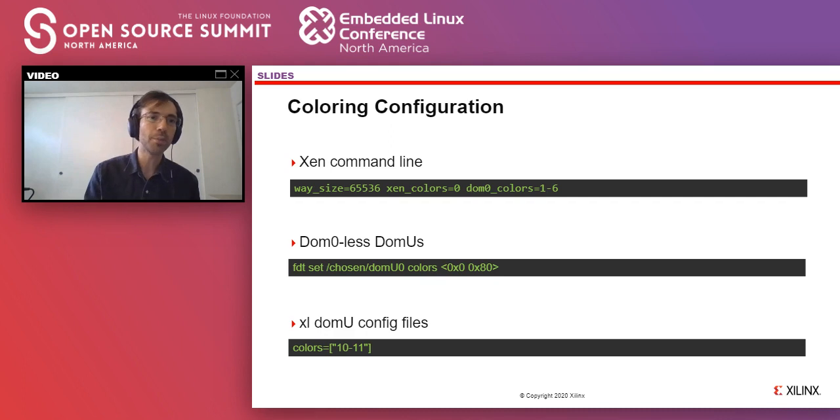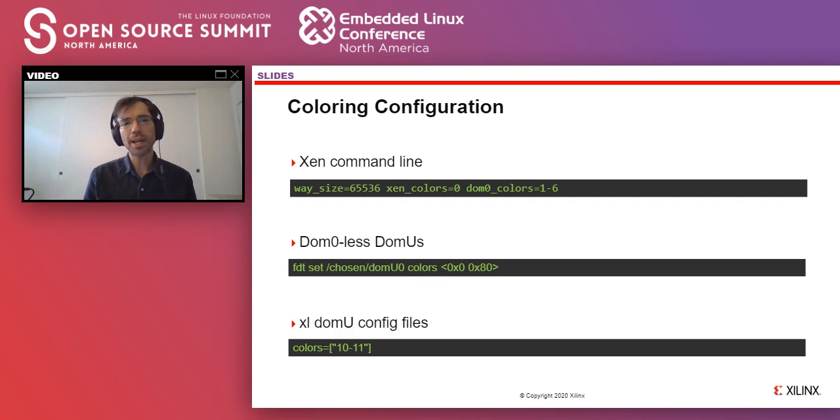So for Xen memory, that's going to be used by the hypervisor only. The hypervisor does not use much memory at all, so one color is more than enough. DOM0 colors specify the colors to be used for DOM0 memory allocation. Now, I think this is the right time to stop for a second and explain how colors and memory allocation interact. So on Xilinx MPSoC, each color roughly corresponds to 256 megabytes of RAM.